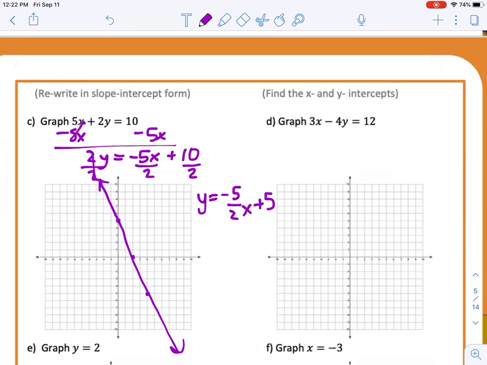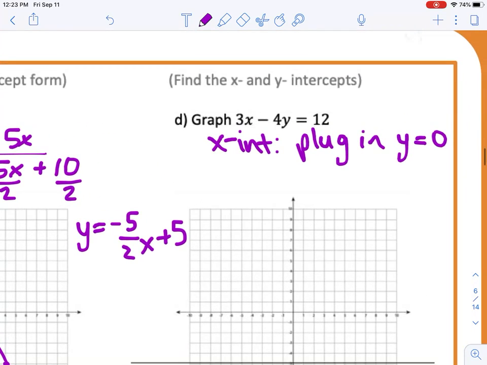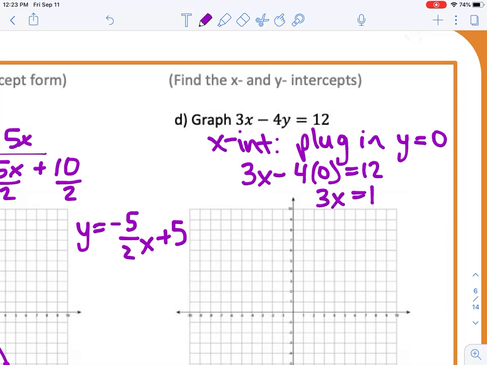Okay, now to graph, to find the intercepts. We know to find our x-intercept, the y value on the x-axis must always be 0. So, we can plug in y equals 0. So 3x equals 12. So x will equal 4. So 1 point is 4, 0. We can plot that over 4 up 0.